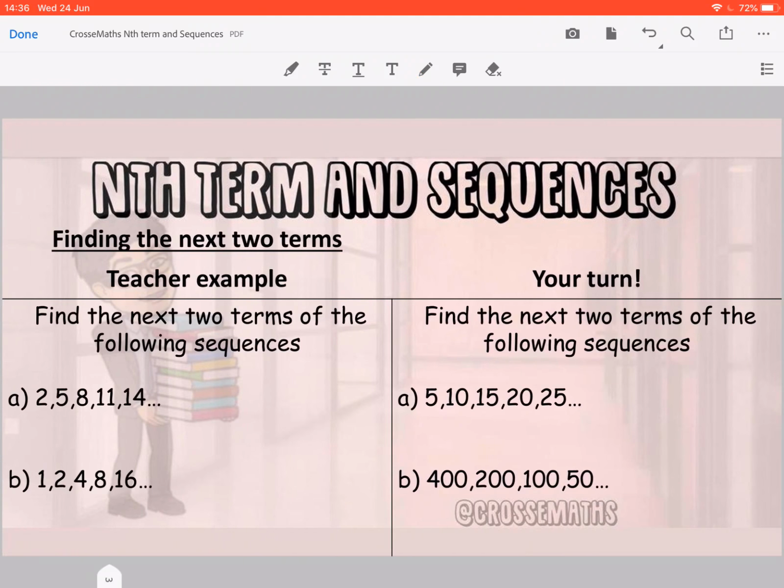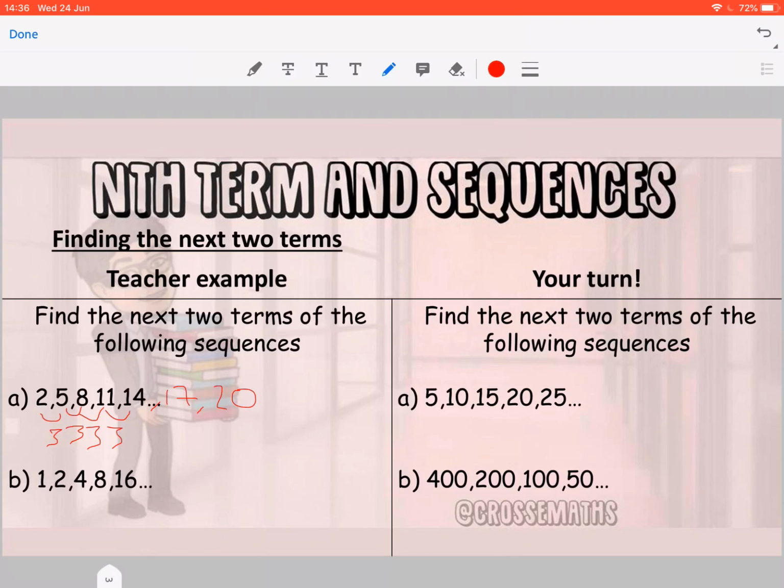Right then, so finding the next two terms. So starting this off, okay, find the next two terms in a sequence. Really straightforward. First things first, you've got to look at the jumps. What is it going up in? So this first one here is going up in 3s. If it's going up in 3s, my next number is going to be 17. My number after that is going to be 20. Okay, really straightforward sequences are.